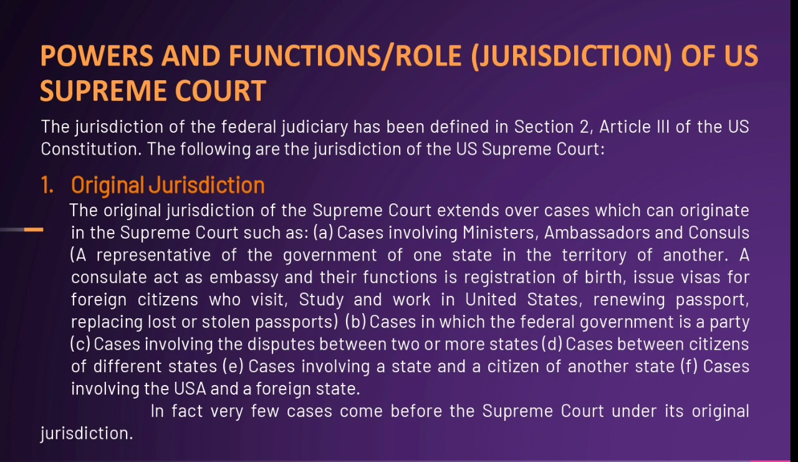The first power of the Supreme Court is original jurisdiction. Original jurisdiction means that the Supreme Court has the power to try, to settle, and to solve the original case. Original case means the case which comes first and directly to the Supreme Court, which has not been tried, which has not been transferred from the lower court, from the district court, or from the state court, and from the circuit court. Originate means the case which comes first to the Supreme Court, or which begins from the Supreme Court.